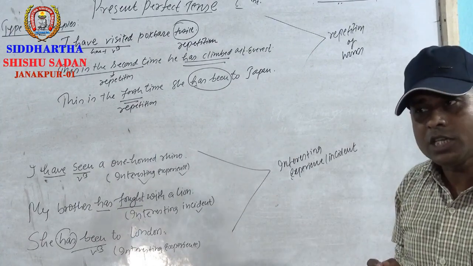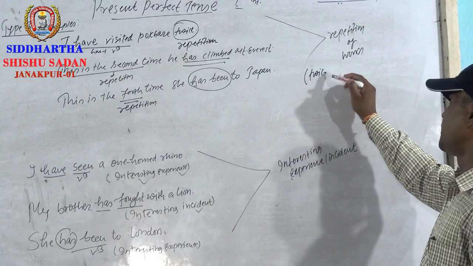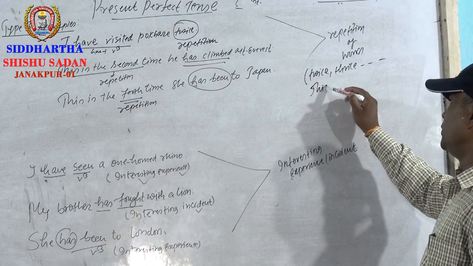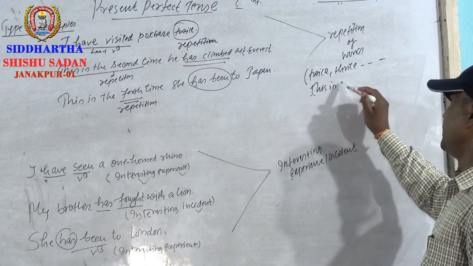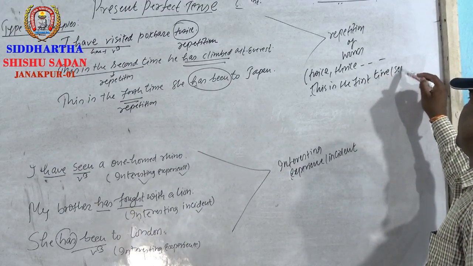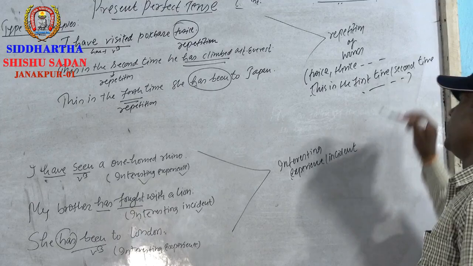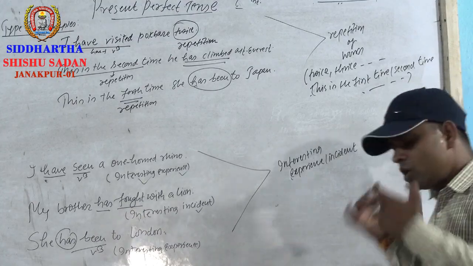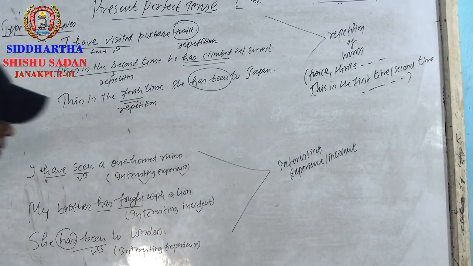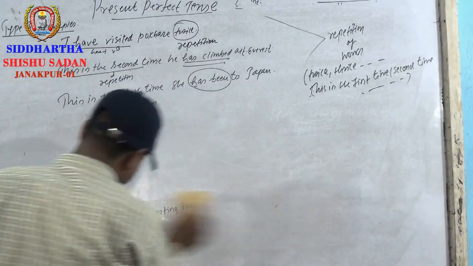While showing the repetition of works, dear students, you may use words like twice, thrice, this is the first time, this is the second time, etc. Such words show the repetition of works. And with the repetition of works, present perfect tense is used. Okay, I hope you have understood. Now next, move to the next here, please.